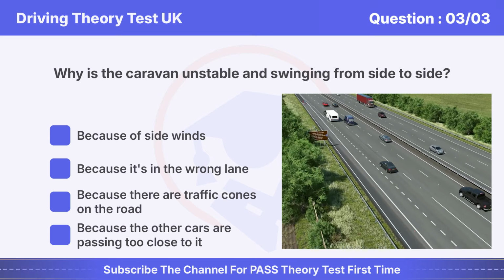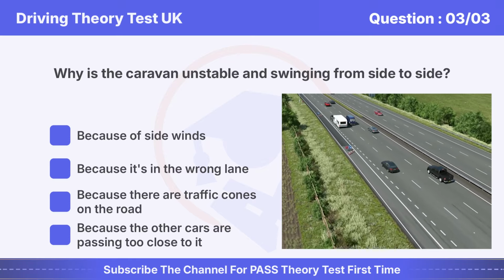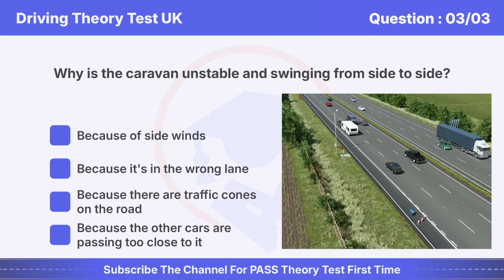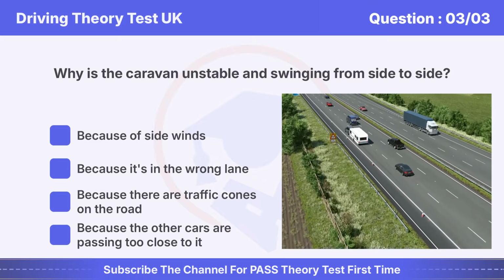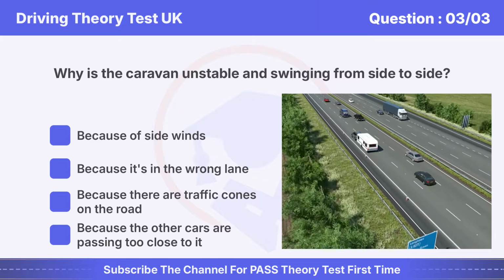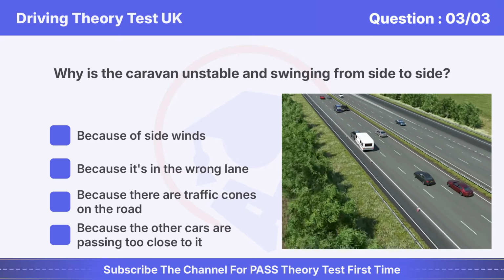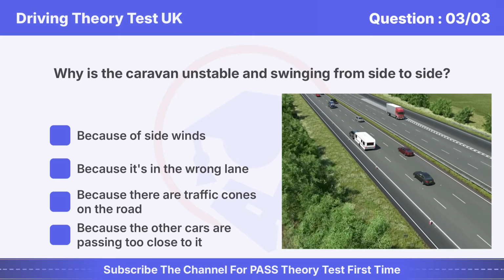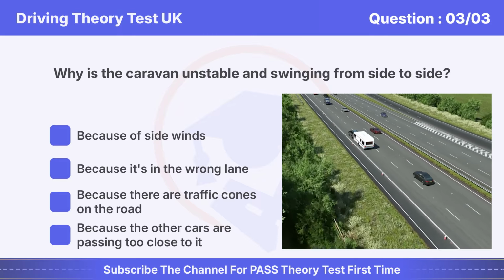Question 3. Why is the caravan unstable and swinging from side to side? Option A. Because of side winds. B. Because it's in the wrong lane. C. Because there are traffic cones on the road. D. Because the other cars are passing too close to it.